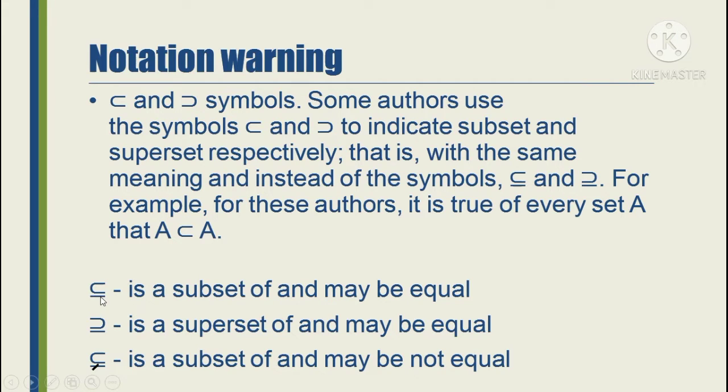This one is for subset of and maybe equal. This one, letter C, is the subset, and this one, the symbol is for equal. Kaya sinabi sa kanya na siya ay subset of and maybe equal. And this one, superset of and maybe equal. Yung nakabaliktad na C is superset. And this one, nakikita nyo naman, letter C siya, parang C. And yung guhit niya sa baba is may slash na ganon. Ibig sabihin sa kanya is, this symbol is a subset of and maybe not equal. Naintindihan?